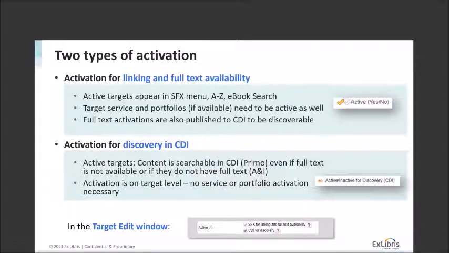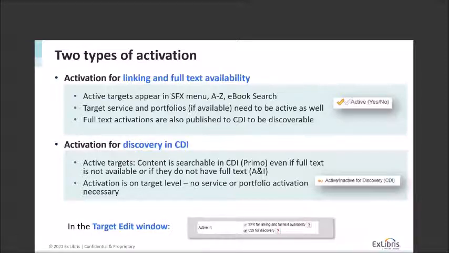This is the first type of activation, and you can recognize it here on the right. You see this V sign that's either yellow or gray. This indicates full text activation that's either active when it's yellow or gray when it's not active. So what happens if something is active in SFX for linking and full text availability? First of all, if a target is active, it will appear in the SFX menu, in the A to Z, and in the ebook search. So your SFX menu will be affected by it.